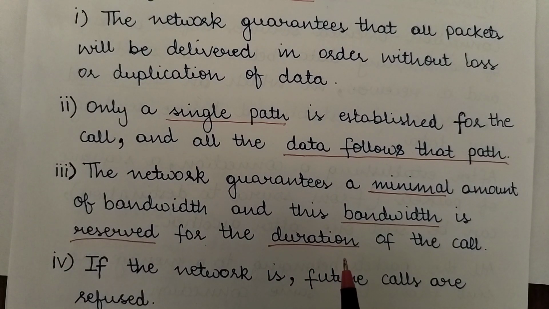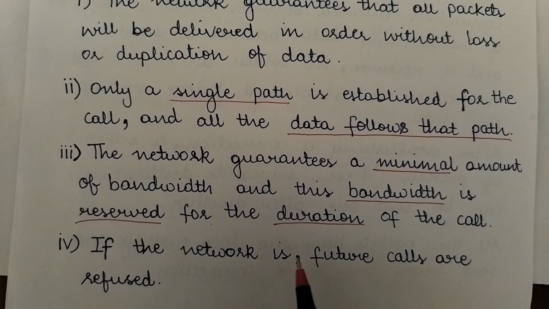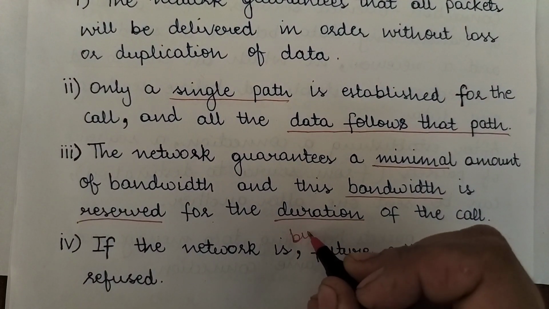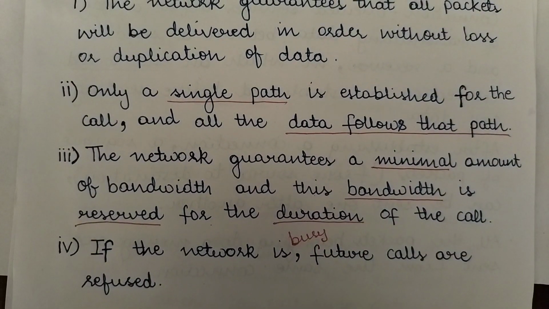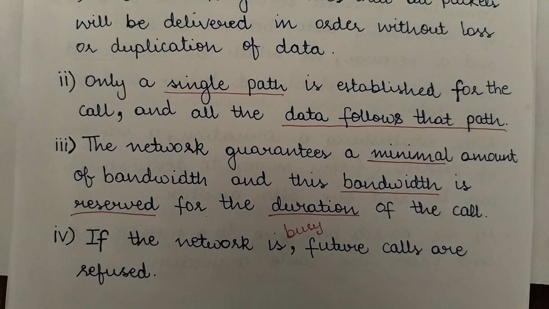So this particular bandwidth which has been used for that particular sender and receiver will be reserved for the entire duration of the call and cannot be used by any other sender or receiver. So if the network is busy, that means if that particular dedicated connection is being used by one sender and receiver and some other future calls are made to that particular connection, then they are refused. That means that bandwidth is not allocated to any other sender or receiver if it is being used by one particular sender and receiver, because it is dedicated. It is meant only for that pair of sender and receiver.